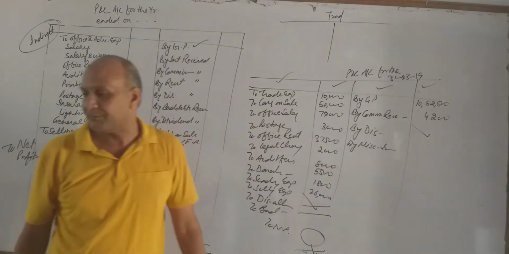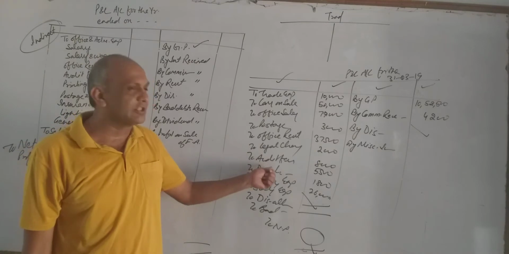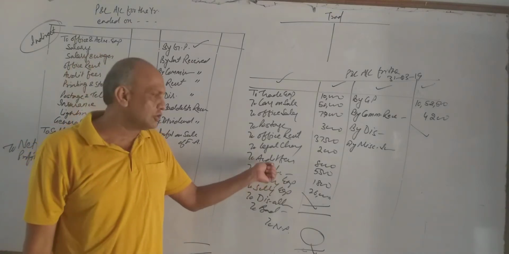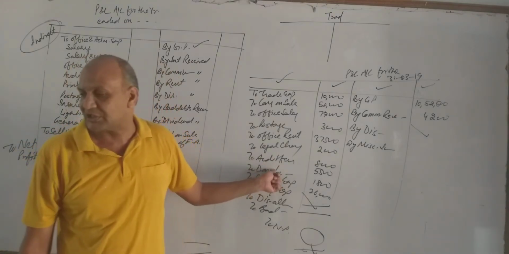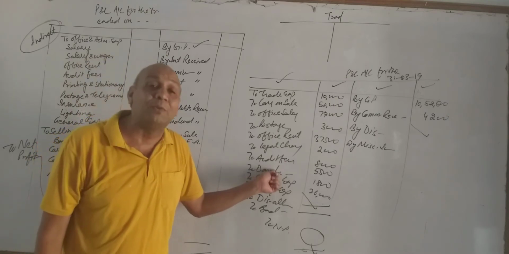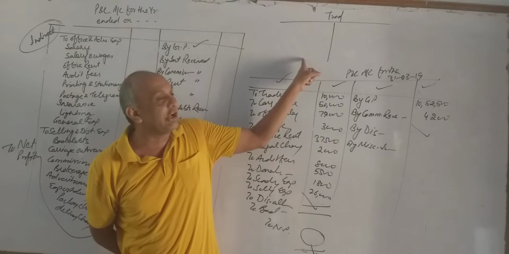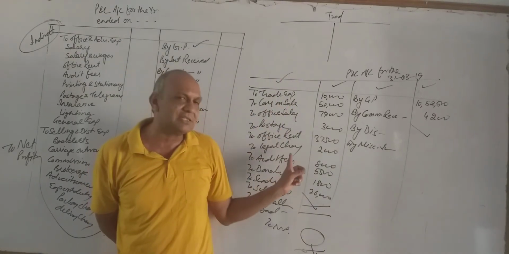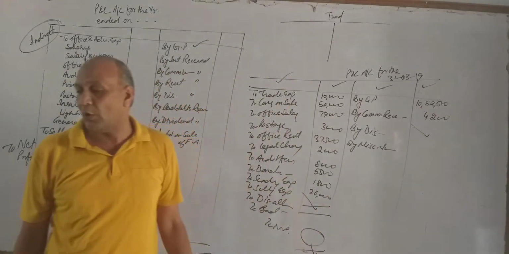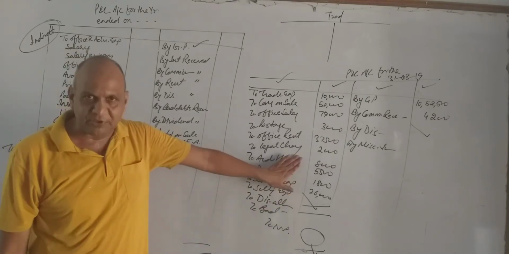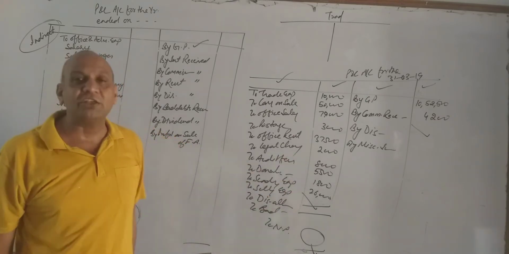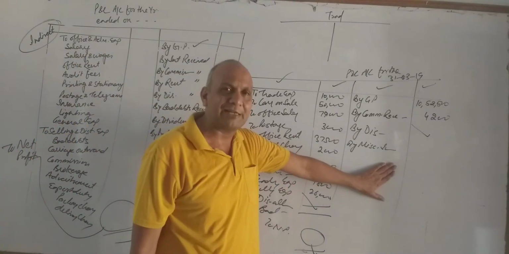Dividend on investment. Then we have printing and stationery, debit side. Loss on sale of machine, profit and loss, debit side. Then we have been given carriage outward. Listen carefully, outward. If it is carriage inward, it goes to the trading account. But here it is given carriage outward, that's why debit side of profit and loss. Loss by theft, debit side of profit and loss. Then gain on sale of building, credit side.